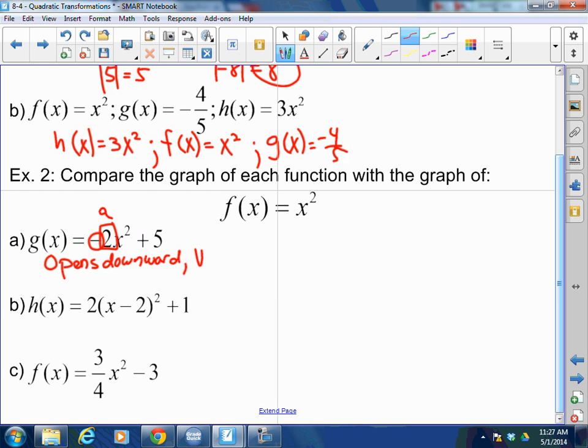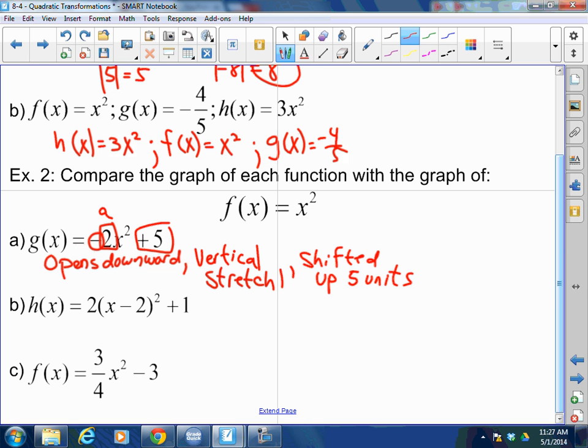So it is a vertical stretch. And what does the 5 tell you? It's not left. Is that attached to the X in parentheses or outside of the X, guys? So that means it's going to be shifted up 5 units. I'm not making you graph these guys, but you got to explain what shifts we did to this. What about for B?